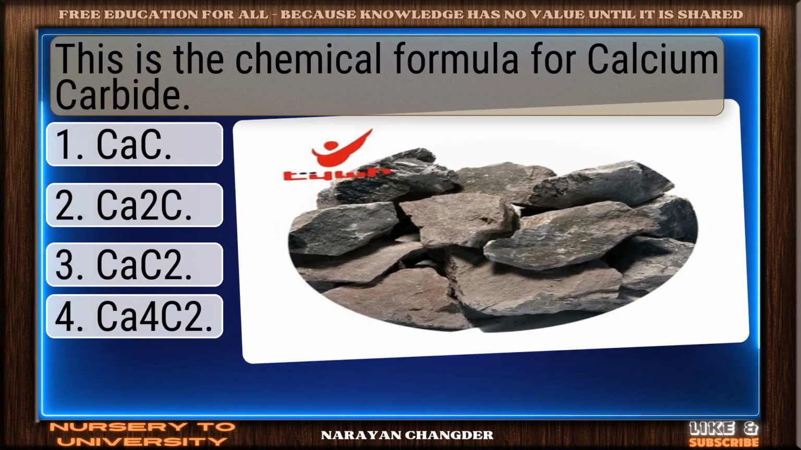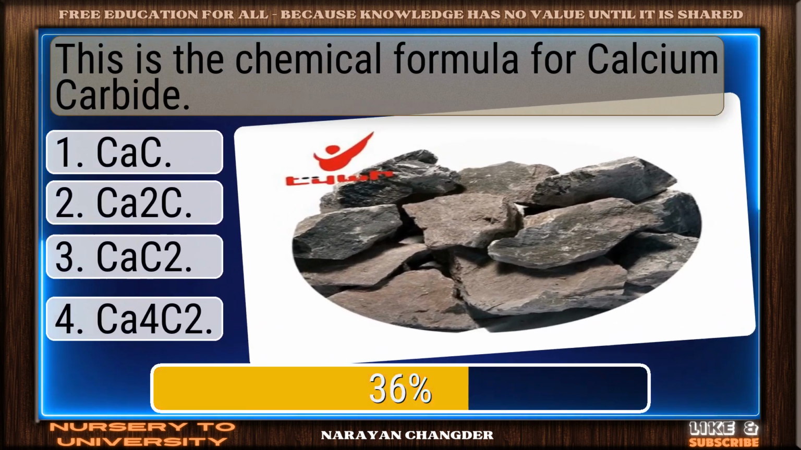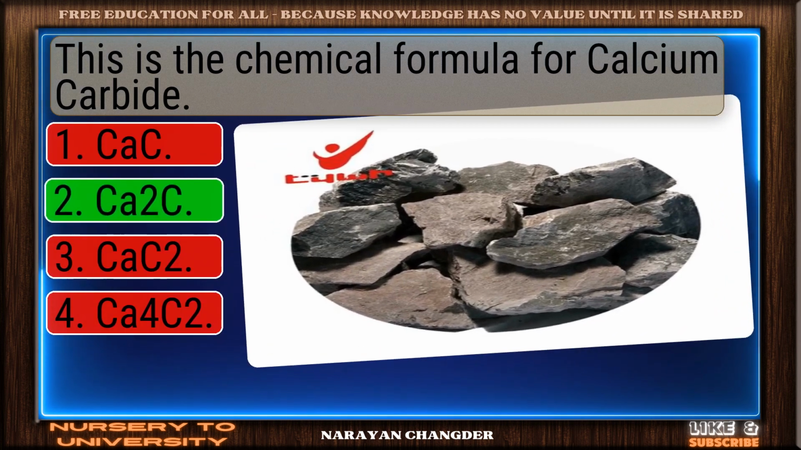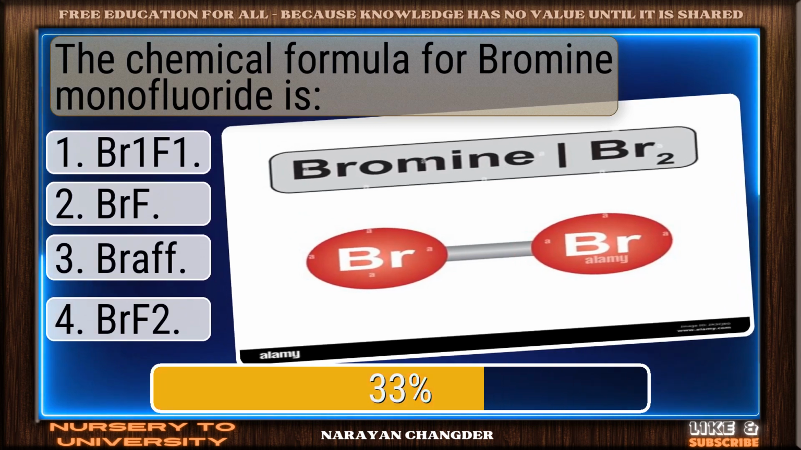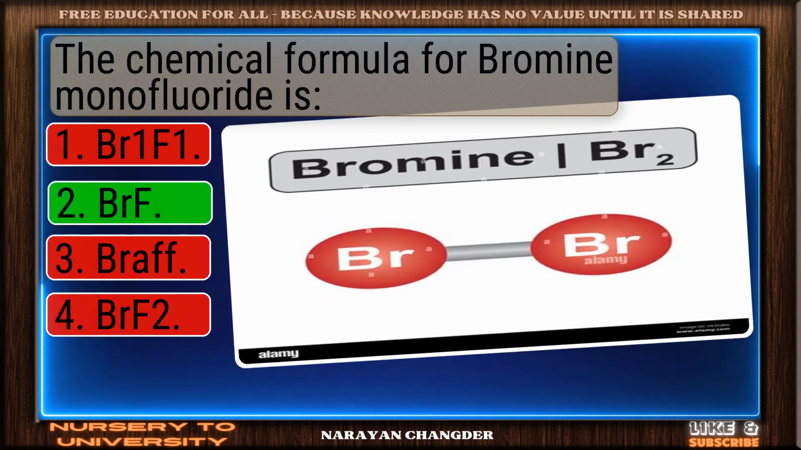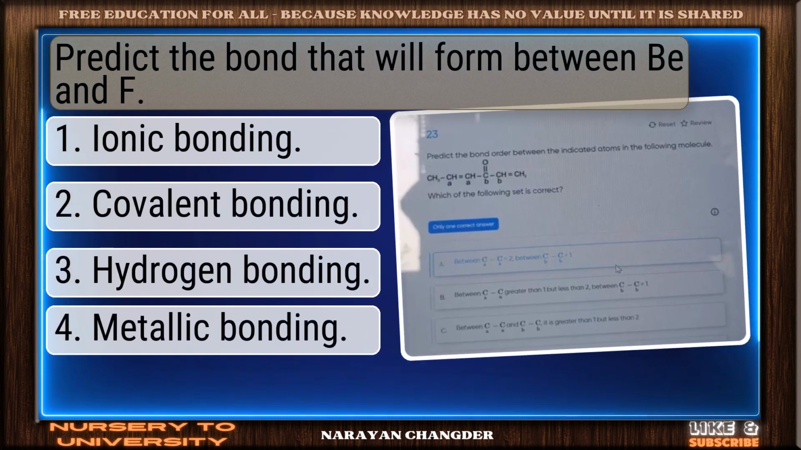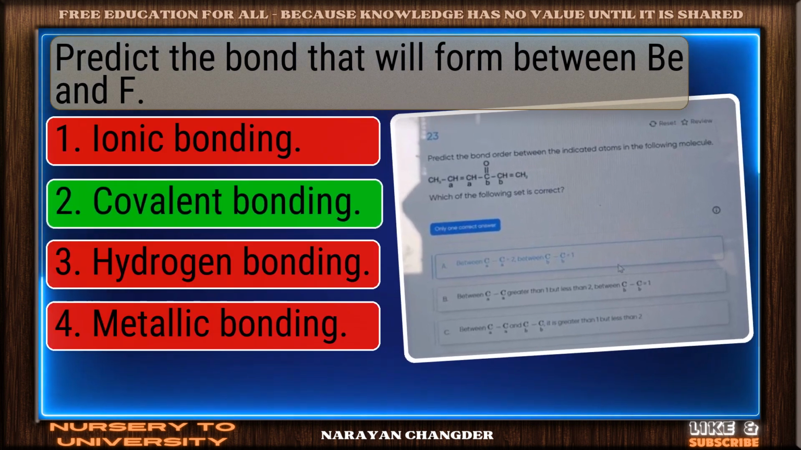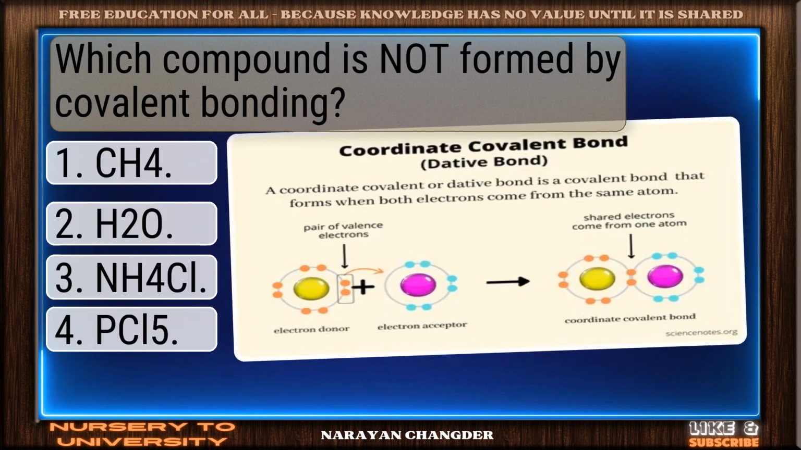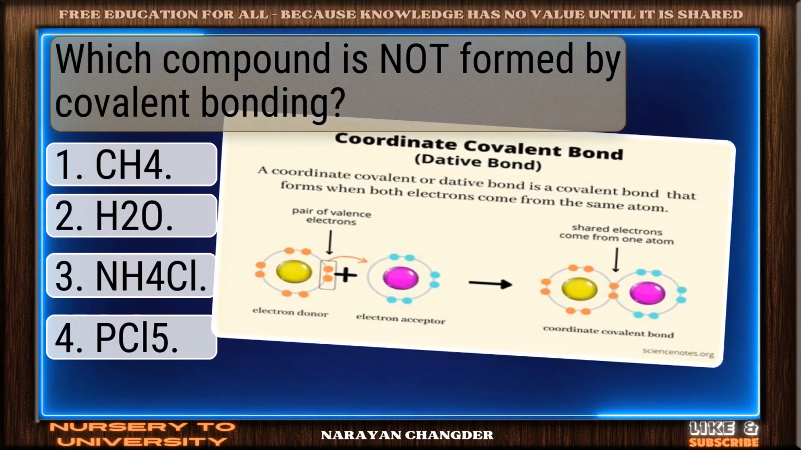What is the chemical formula for calcium carbide? Keep it up. The chemical formula for boron monofluoride is... Very good, BF. Predict the bond that will form between B and F. Strong answer, covalent bonding. Which compound is not formed by covalent bonding?